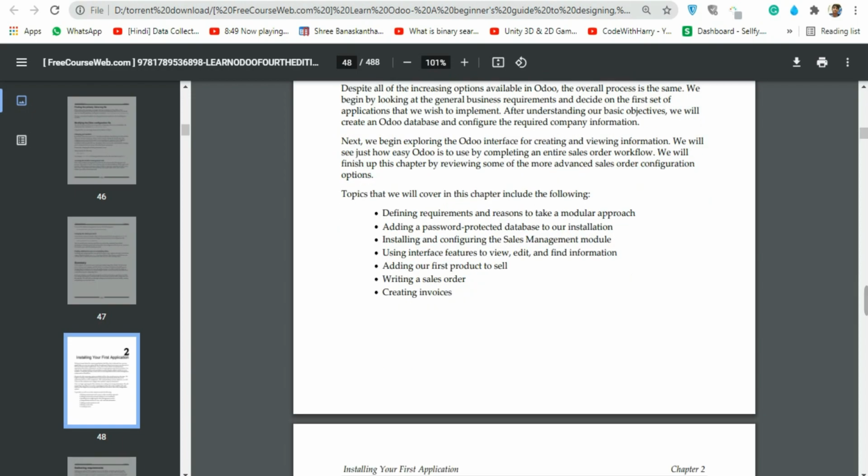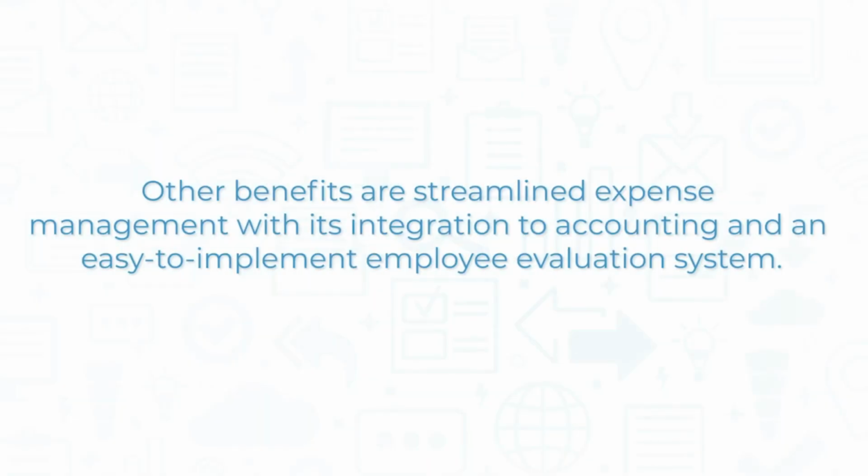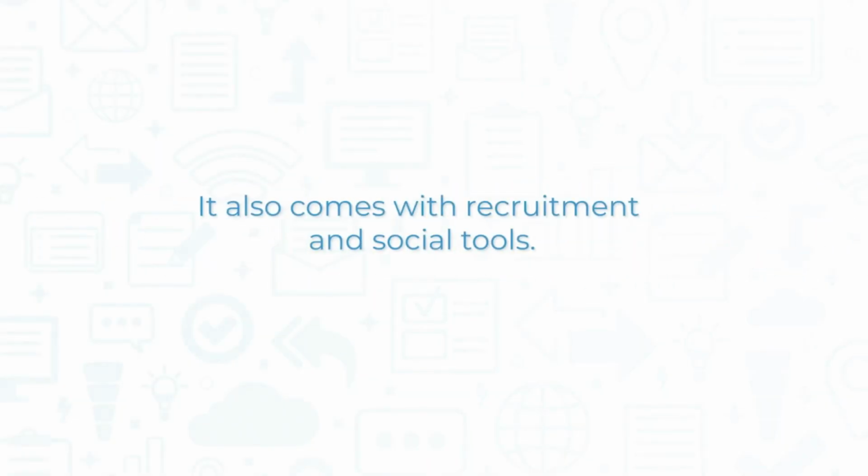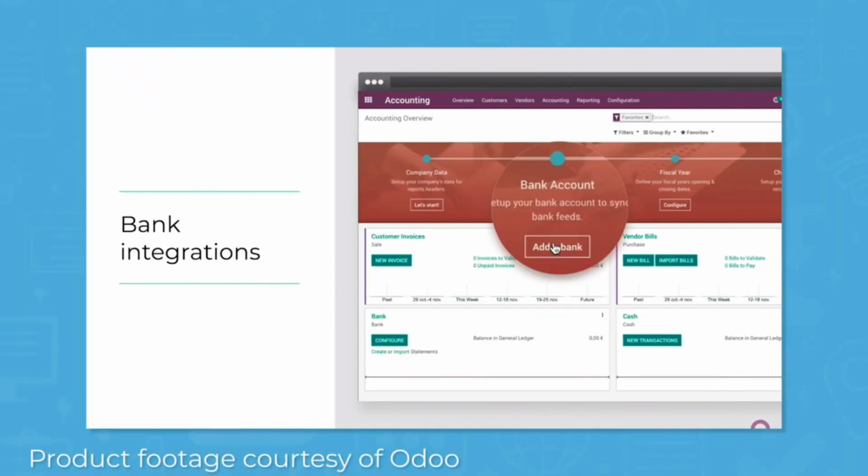So in this series, I am going to cover topics like defining the requirements and the reason to take a modular approach, adding a password protected database to our installation, installing and configuring the sales management module, using interface features to view, edit and find information, adding our first product to sales, writing a sales order and creating an invoice.